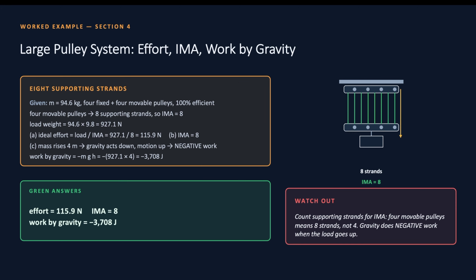Now let's try a large pulley system, okay? We want the effort and the IMA as well as the work done by gravity. So 94.6 kgs is our mass. We have 4 fixed plus 4 movable pulleys. Okay? 4 fixed plus 4.